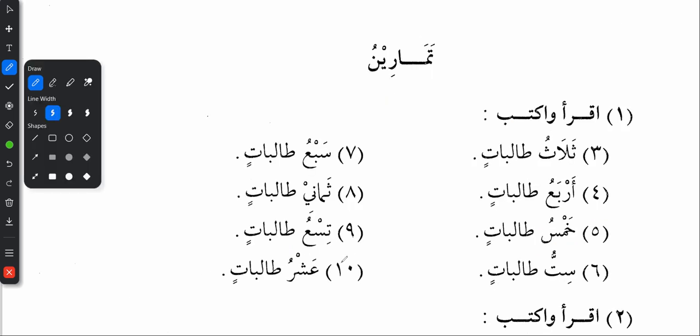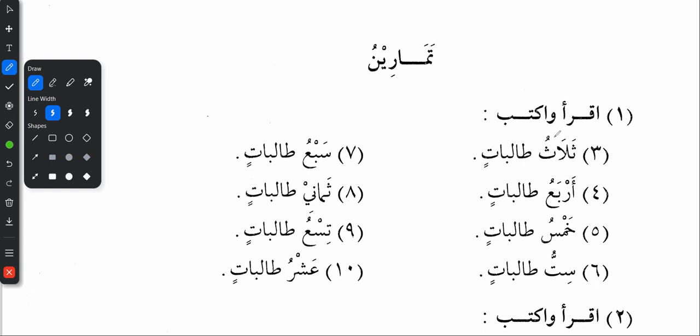Now let's do the tamarin, means exercises. Iqra wa uktub. So we better do the irab and the harakas with all these numbers. Now they have not given number 1 and 2. I have already explained on my whiteboard about the numbers 1 and 2 and the dual number 2. So let's see the rules from 3 to 10. They have given only from 3 to 10. They haven't introduced number 1 and 2. So all the rules I have already given. So it's not much. It's better you can do the rules of 1 and 2 in the starting of the video. So now thalathu talibatin.